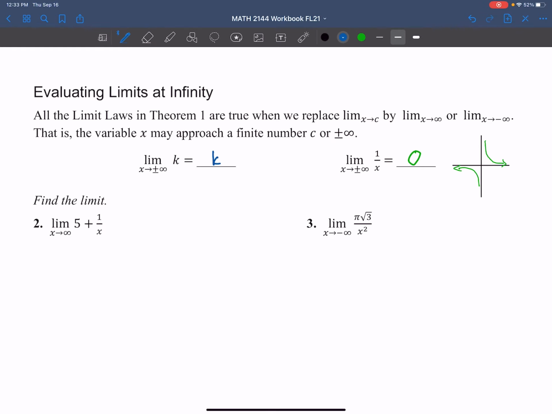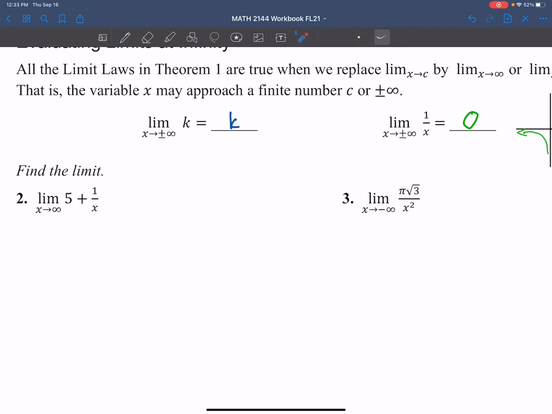So in this first example, you could consider each little piece of this function and find the limit of each part. So the limit as x approaches infinity of 5, well, that's the constant, so it's going to be equal to 5. And what is the limit as x approaches infinity of 1 over x? What did we say? 0. So the limit here is going to be equal to just 5.